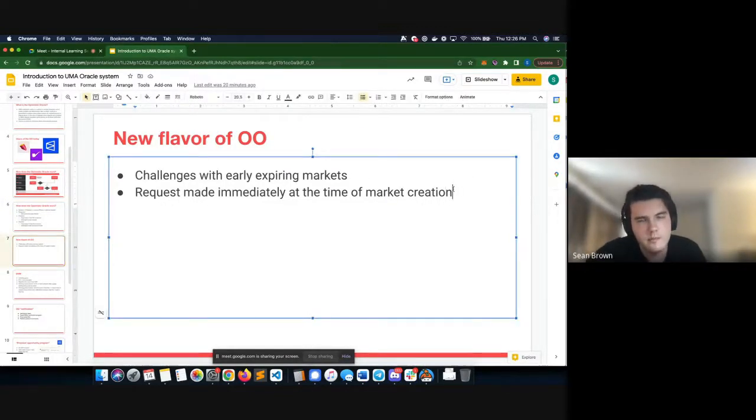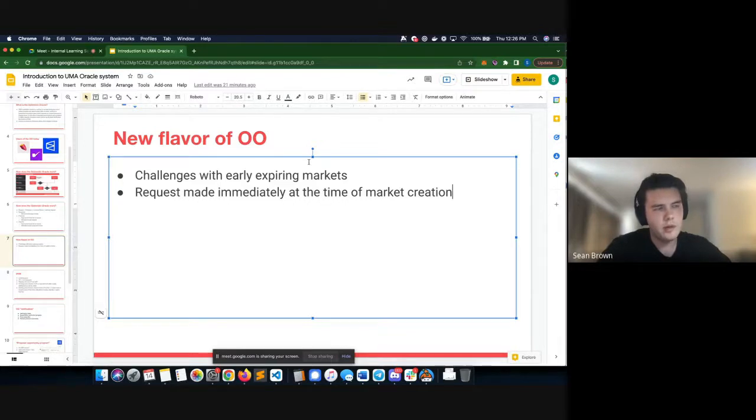This slide is pretty unfinished, but one thing that's in development right now, and I believe is in the next audit, Matt or somebody on the engineering team, correct me if I'm wrong, is a new flavor of the OO that's different in pretty small, pretty nuanced ways, but it is different, so it's worth talking about.